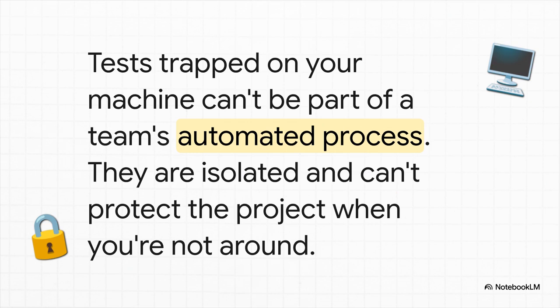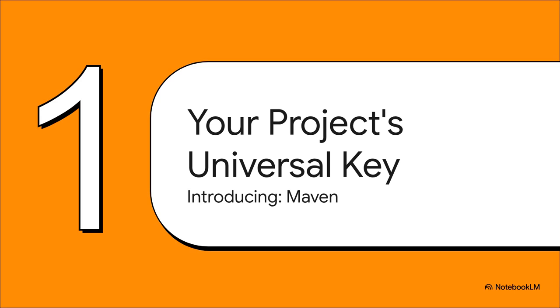Because when your tests can only run on your machine with your specific setup, they're basically trapped. They can't be kicked off automatically, your teammates can't run them, and they're not really protecting the project when you're not around. So, to break our project out of that local prison, we need some kind of universal key. A way to describe and run our project that works absolutely anywhere, on any machine, without needing a specific IDE. And for us, that key is a tool called Maven.